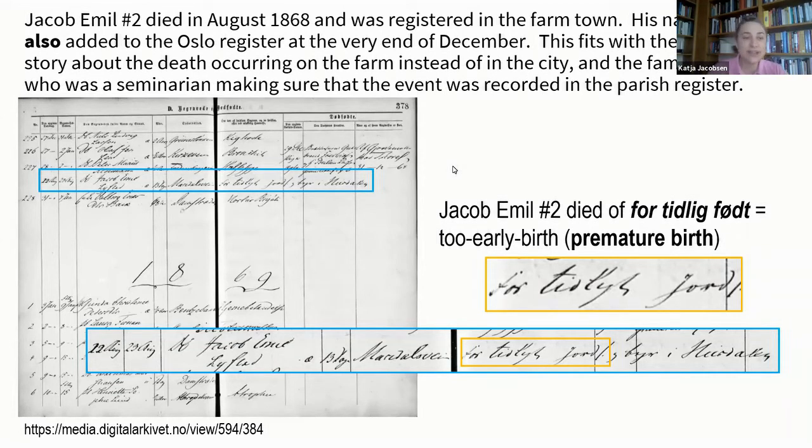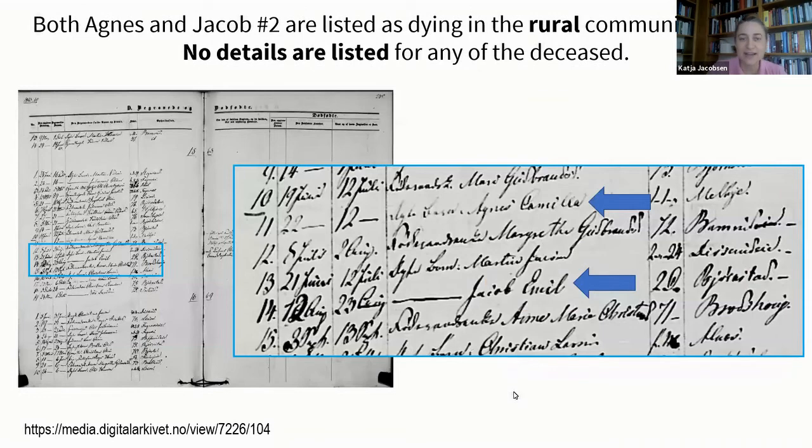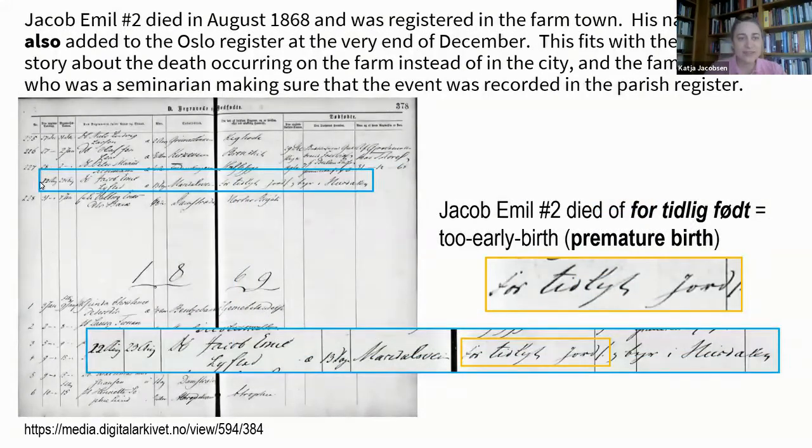So this is the register for the city. And Jakob Emmel, the second one, is also listed in the Oslo City Register. So let me just show that again. This is the record, my previous slide, of dying in the rural area. And then when we flip here to the city, we see that on the next to last line for the year in which he died, he's listed here as well.